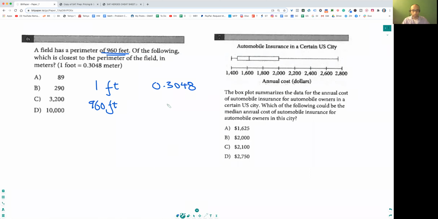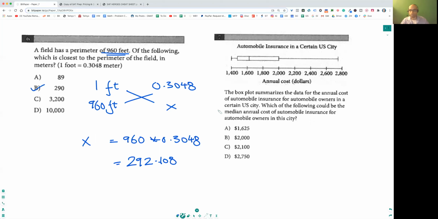Perfect. So then what do you do? You do x. So now you cross multiply. X times 1 is equal to 960 times 0.3048. I'm just using my calculator over here. You get 292 roughly, 292.608, and so that's why B is your correct answer, approximately correct.